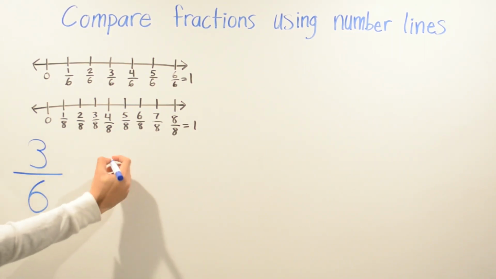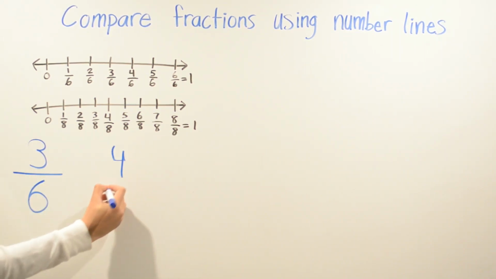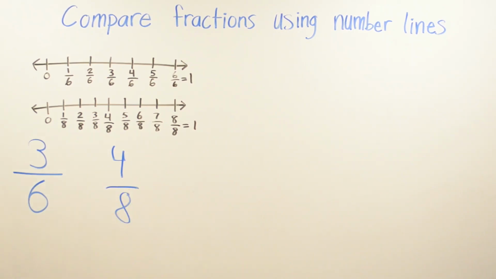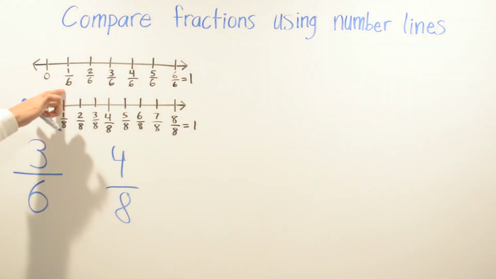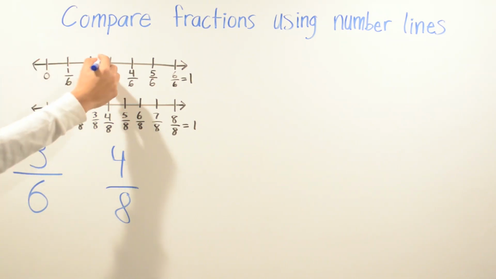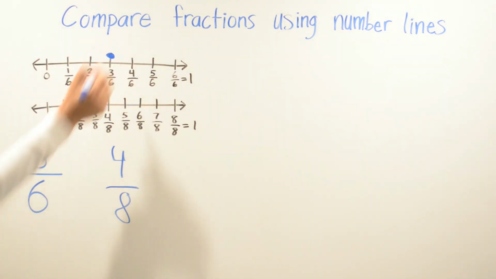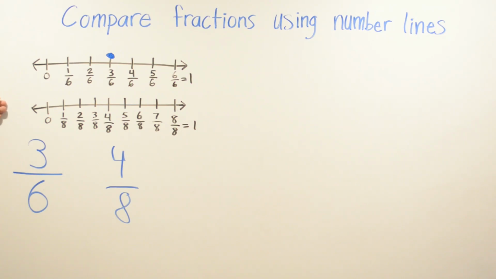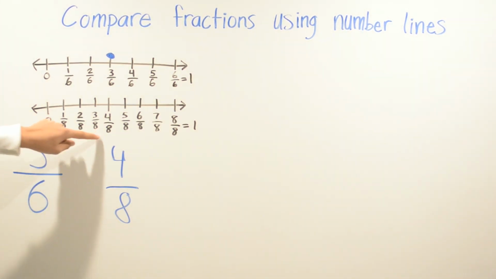3/6 and 4/8. For our first fraction, we have 3/6, so we have to find our fraction in our first number line. 0, 1/6, 2/6, and 3/6. Found our first fraction, we circle it, and then we have to find our second fraction. Second fraction is 4/8. 0, 1/8, 2/8, 3/8, and 4/8.